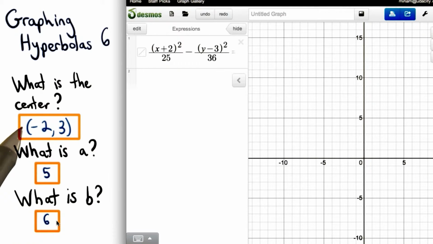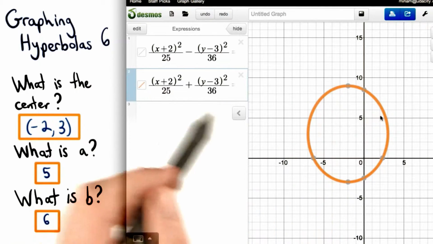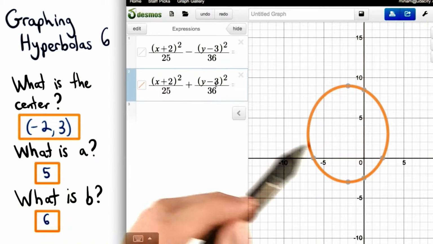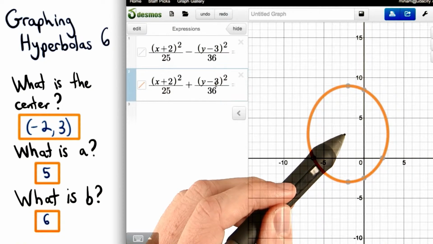Great work if you got these three correct. Now, what's even more important is your graph. Let's see if yours will match mine. We'll start with an ellipse as usual, and it will be centered at (-2, 3): -2 in the x direction, +3 in the y direction.